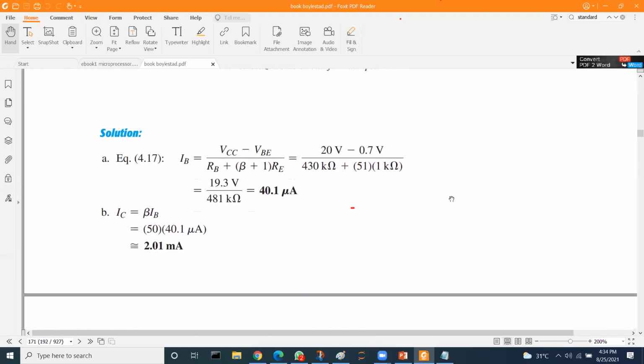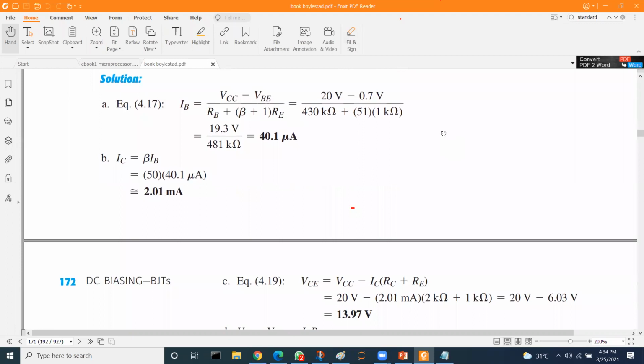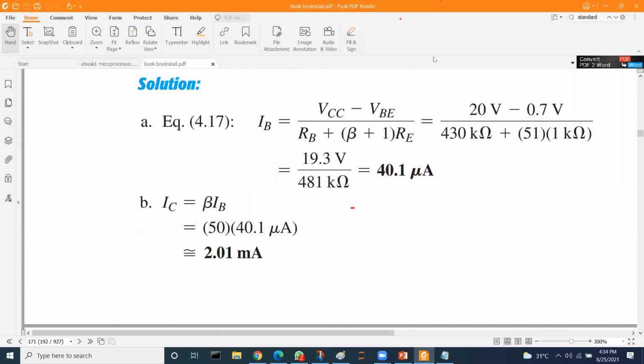So the first formula, for IB, is this. IB is equal to VCC minus VBE, we know that it's 0.7 volts, divided by RB plus (beta plus 1) RE. So we just need to put the values to get the answer. This is our answer. And similarly, IC is beta IB. We get the value of IC in milliamperes.